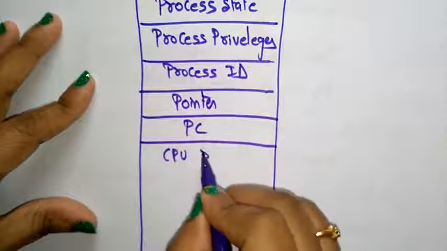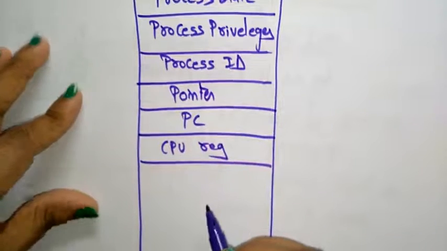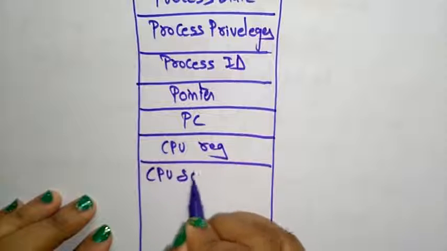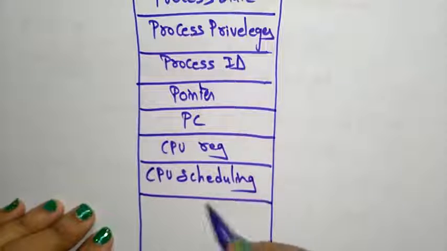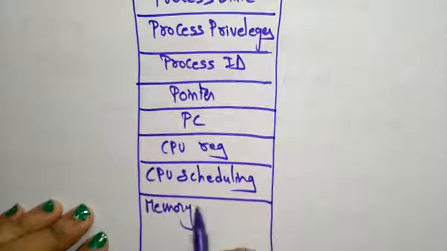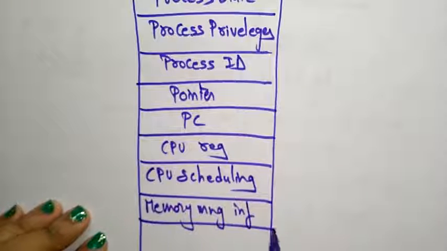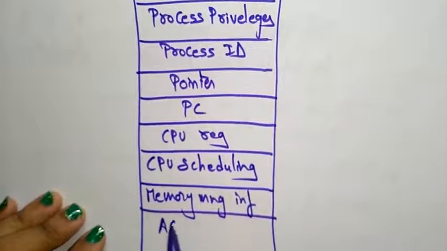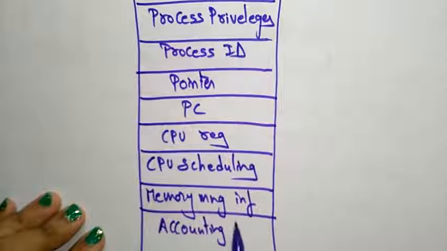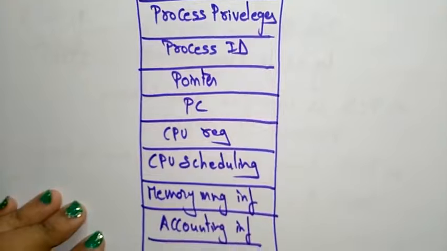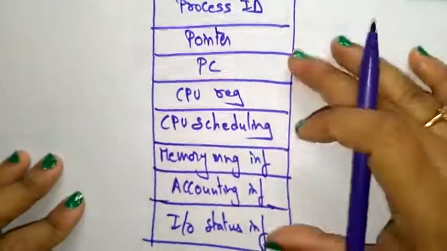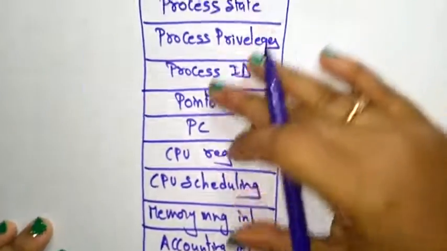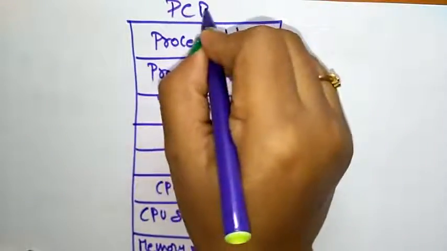CPU registers that are used for the process, CPU scheduling, so based on the priority, which process has to be scheduled first, and memory management information, accounting information, or else IO status information. So these are all the related process information. For a single process, whatever you have taken, that process information will be stored in this process control block.